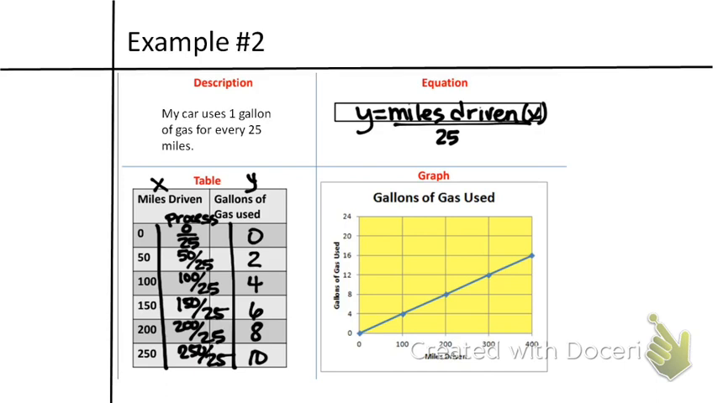Okay, now we're just going to make sure we are correct, so I'm going to check with the graph. Our first point was 0, 0. 50 is halfway, so 2. 100 at 4. 150 at 6. 200, and then 8. 250 at 10. And we'll keep going and going. So here you notice that it does go through the origin 0, 0, so this graph here is proportional.